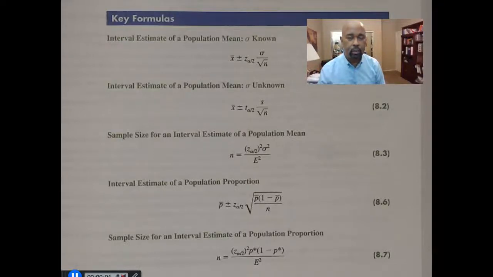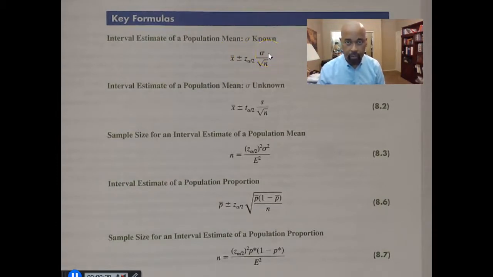Okay, I was asked to provide some advice on how to select the proper formula to use when you're calculating an interval estimate, a confidence interval estimate for the mean. And it comes down to the standard deviation. If you know the population standard deviation, or if you're given the population standard deviation in the problem, then you select the formula that involves the z-value.